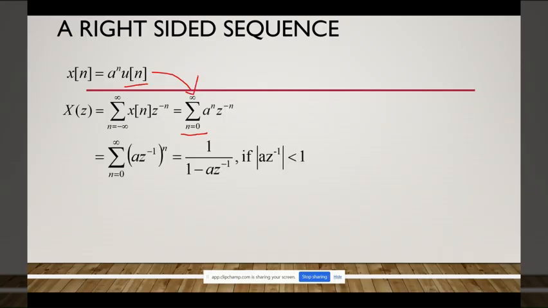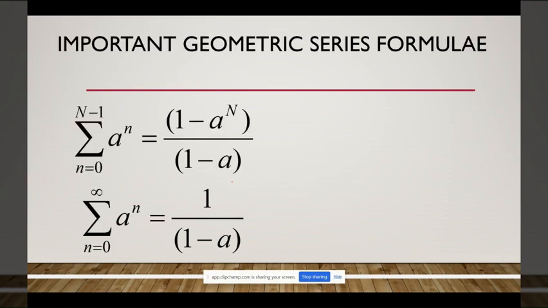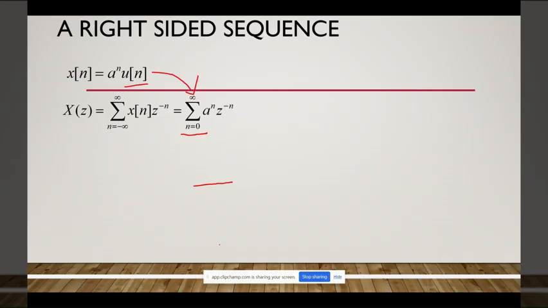Now we take the power n common, so it becomes (a z^-1)^n. How did I write this as 1 / (1 - a z^-1)? It is based on the geometric formula: the sum of a^n from 0 to infinity is 1 / (1 - a). In the place of a, we now have a z^-1. So based on that geometric formula, we write 1 / (1 - a z^-1).